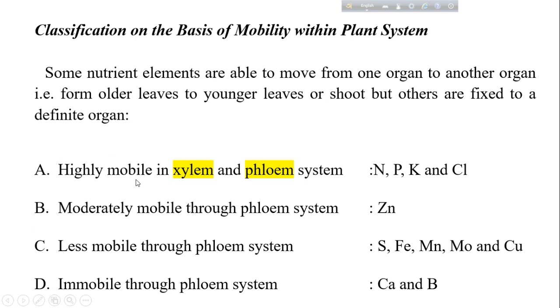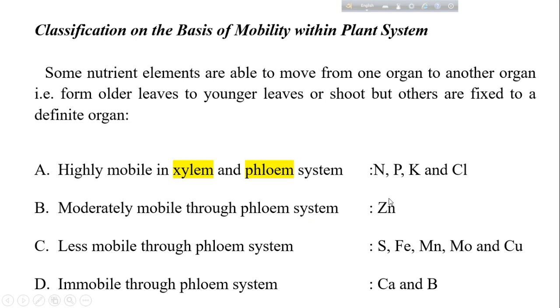Group A, highly mobile in xylem and phloem system. Under this group, nitrogen, phosphorus, potassium, and chlorine. They can easily move, and the deficiency is normally found in the older leaves or older portion of the plant organ. Group B, moderately mobile through phloem system.